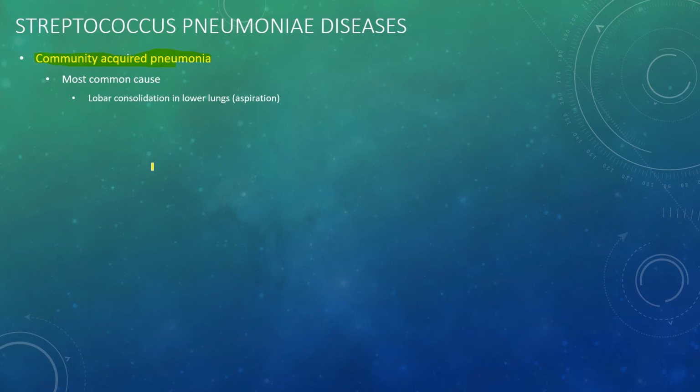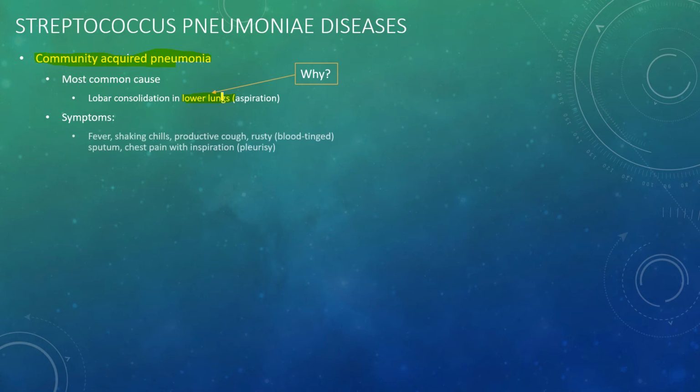Since it's due to aspiration, you'll get a lobar consolidation in the lower lungs. So classic finding here. Because of the aspiration, remember it goes from the nasopharynx down to the lungs, it will have a consolidation in the lower lungs. That's where aspiration goes, and that's the reason why. When you aspirate, it goes down to the lungs because of gravity.